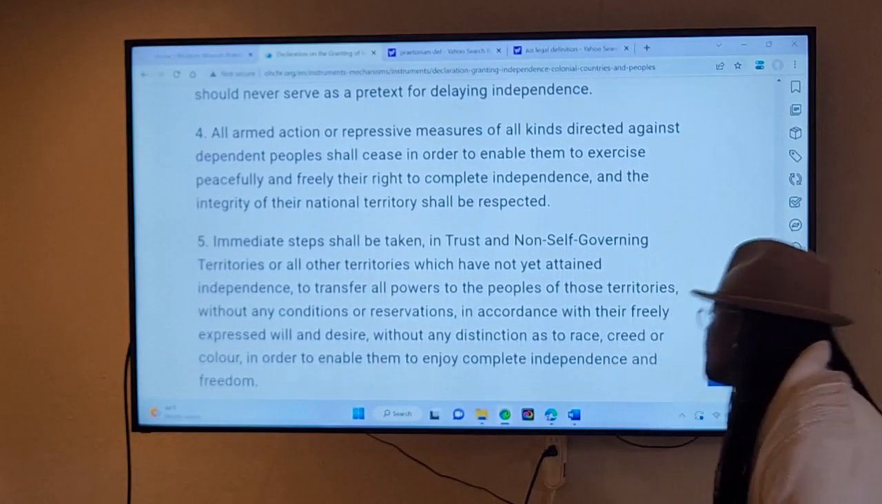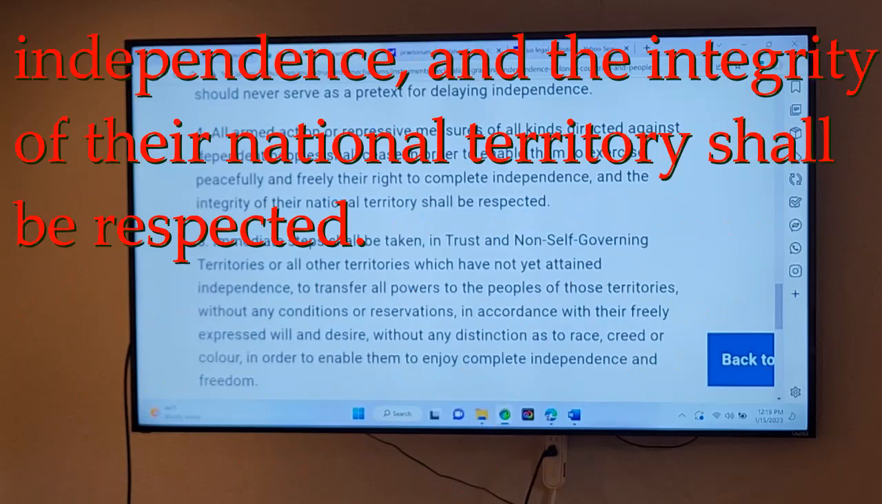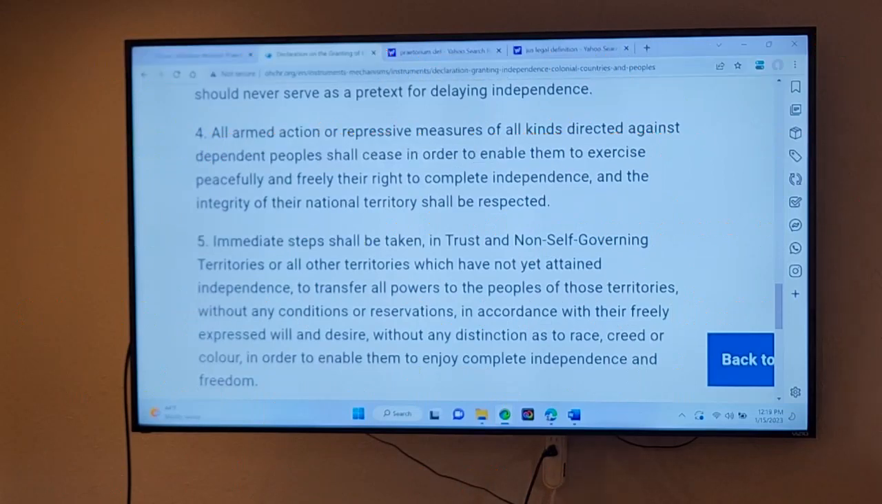Four, all armed action or repressive measures of all kinds directed against dependent peoples shall cease in order to enable them to exercise peacefully and freely their right to complete independence, and the integrity of their national territory shall be respected. Okay, pause.